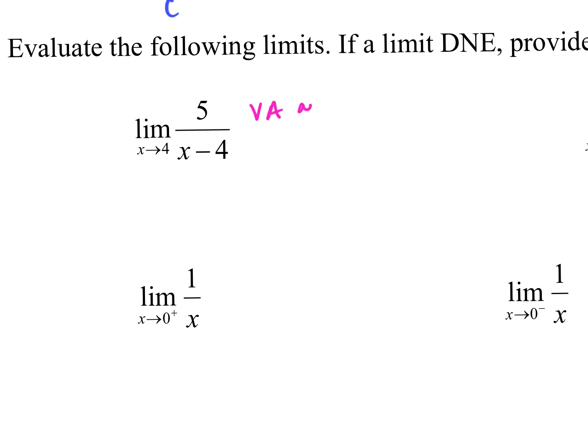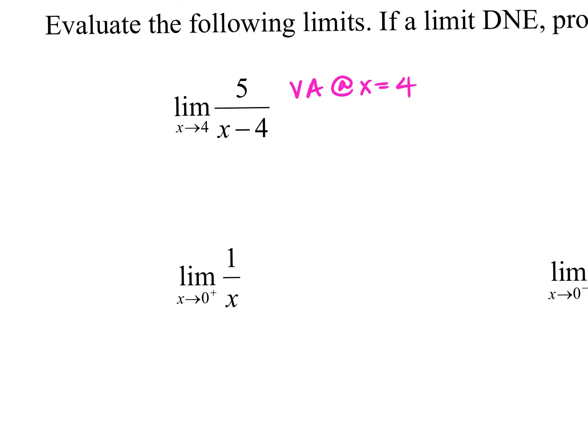Do you agree we have a vertical asymptote at 4? If I were to let you see what this graph looks like, we have a vertical asymptote at 4, so it looks like this. So what are we going to say my limit is there? Does not exist.